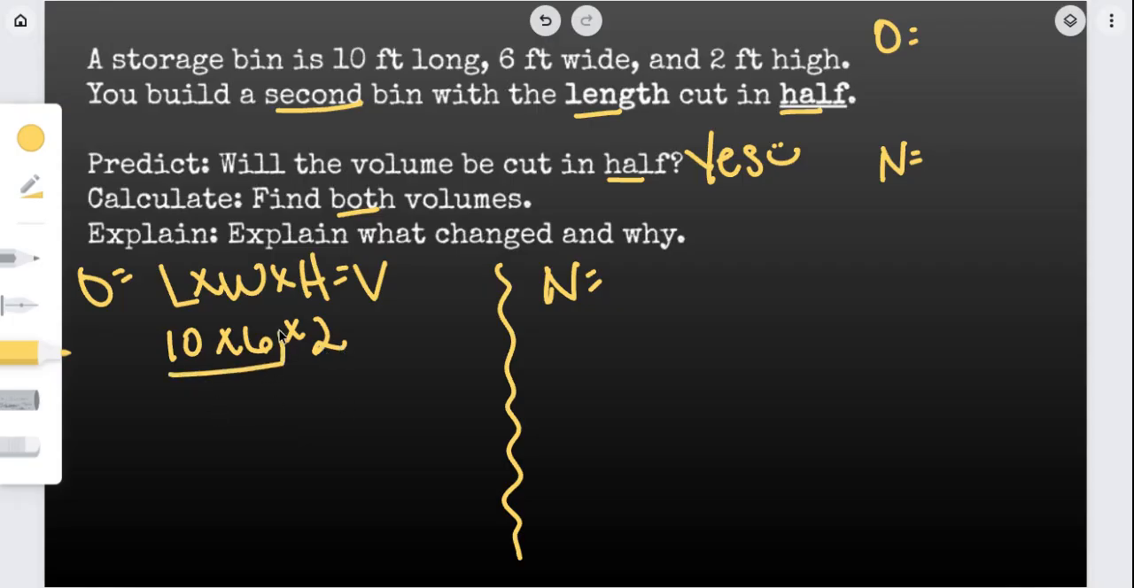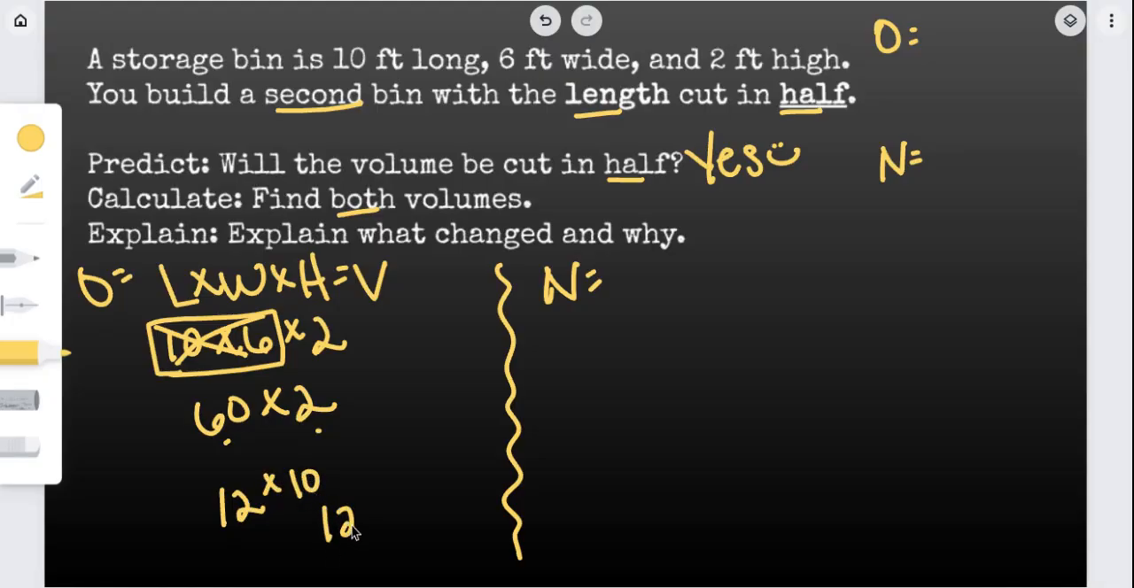So I have 10 times 6 times 2. I'll start this way because I see that 10 times 6 is going to give me a nice, easy to work with 60. Cross off what I've used and bring down the rest. And 6 times 2 is 12. This extra 0 is the same as saying 12 times 10, which is going to give me a product of 120. So I'll record my original volume, 120 feet cubed.